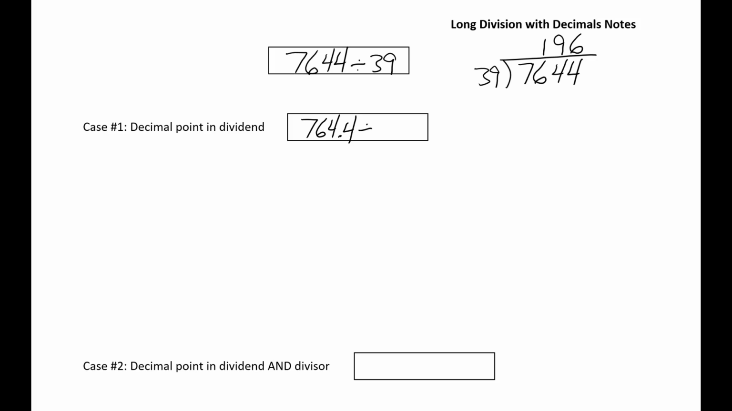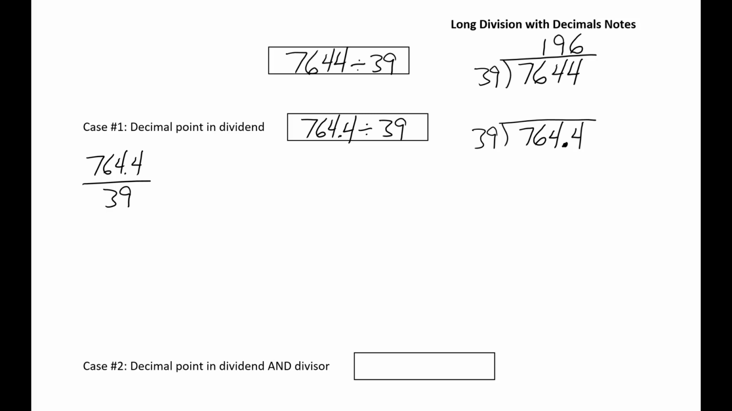So we're going to do 764.4 divided by 39. And that problem, if I wrote it using my long division symbol, looks like this, 764.4 divided by 39. And I'm going to start by rewriting this division expression. 764.4 divided by 39, I can write it like this using my fraction bar.